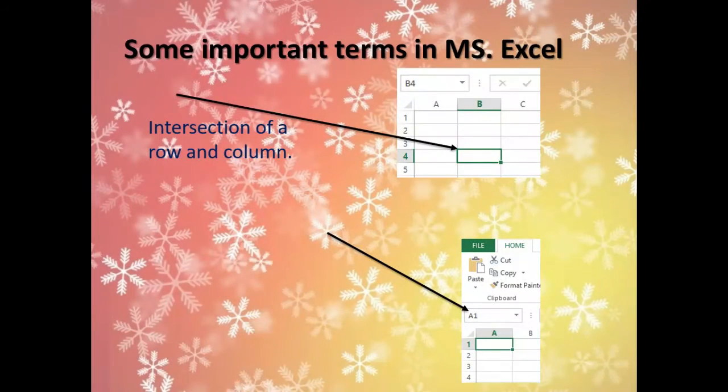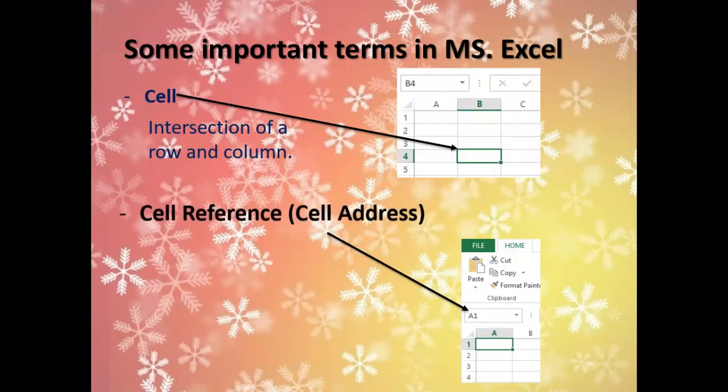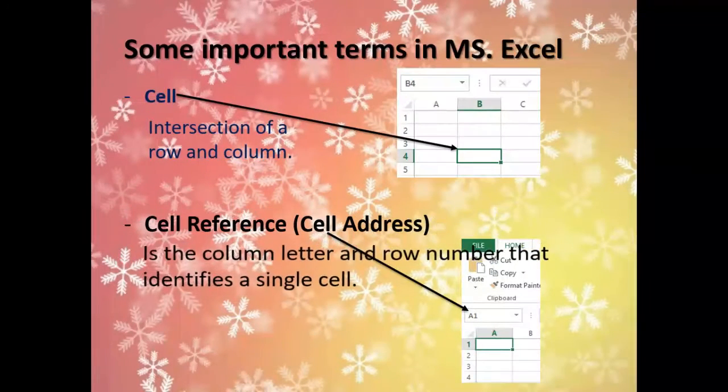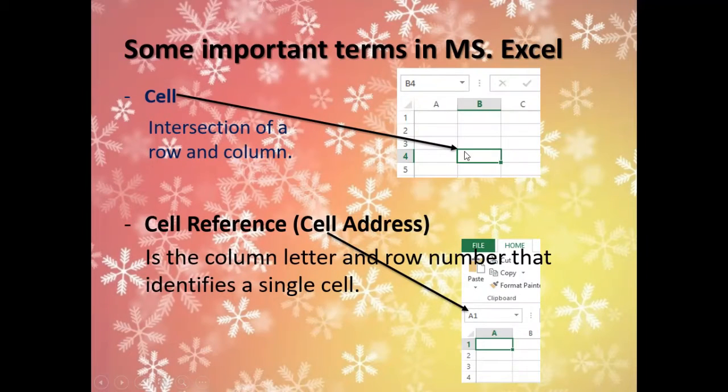Still some important terms in Microsoft Excel. Okay, now we have the cell. You can see this. A cell is each box at the intersection of a row and a column. Between the columns and rows there are small boxes like this, called cells. And then cell reference, or cell address. You can see here, this is called the cell reference.